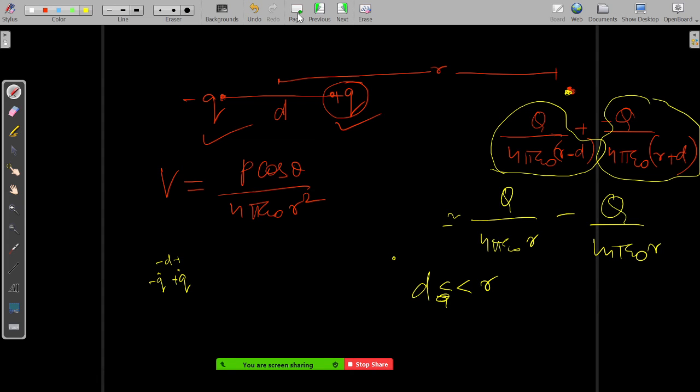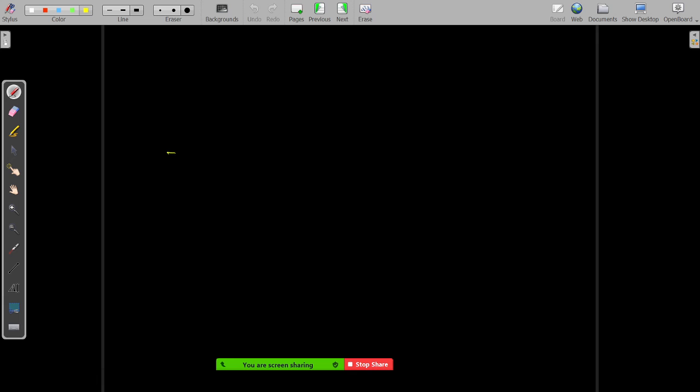Now the same thing: minus q charge is there and plus q charge is there. We want to find the electric field at the same point. This point is basically at a distance of r, at an angle of theta. So we will directly jump to the formula and see what the electric field is at that point.